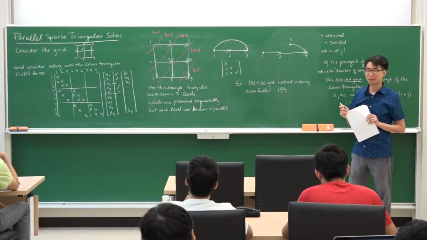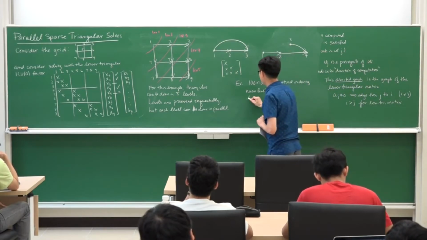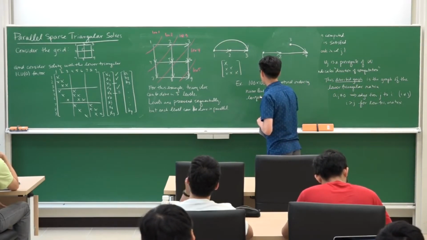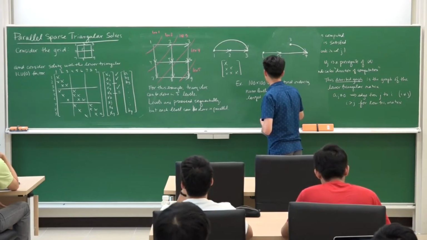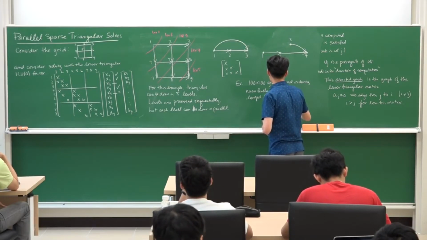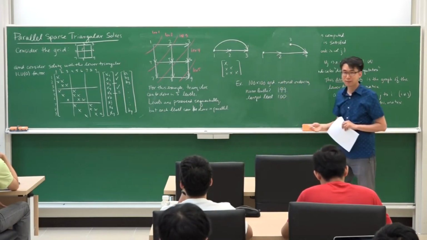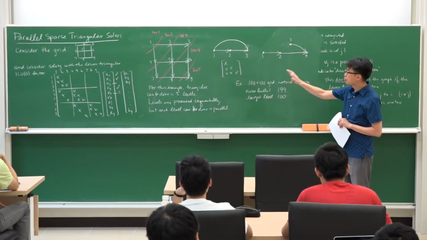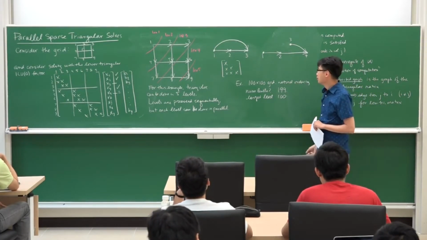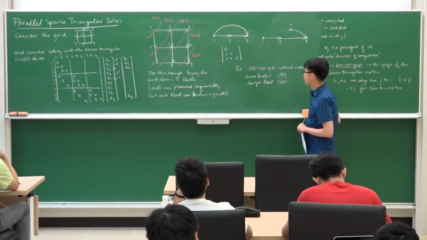$100. Okay, so the largest level has size 100. The first level has size 1, then the next level has size 2. It's a very regular problem, unlike these two. Okay, so here's another example.